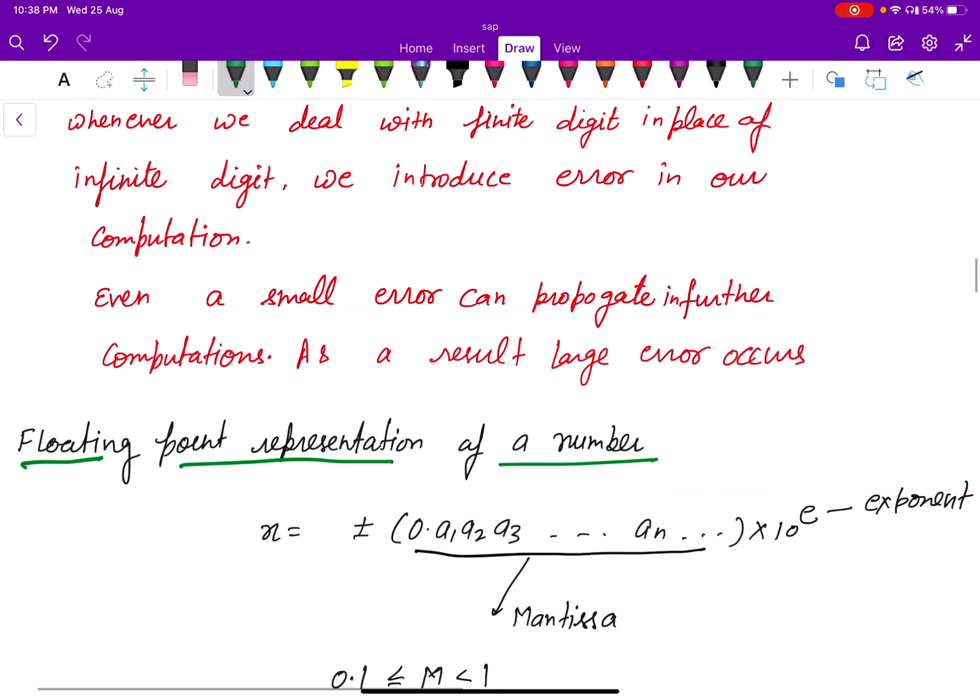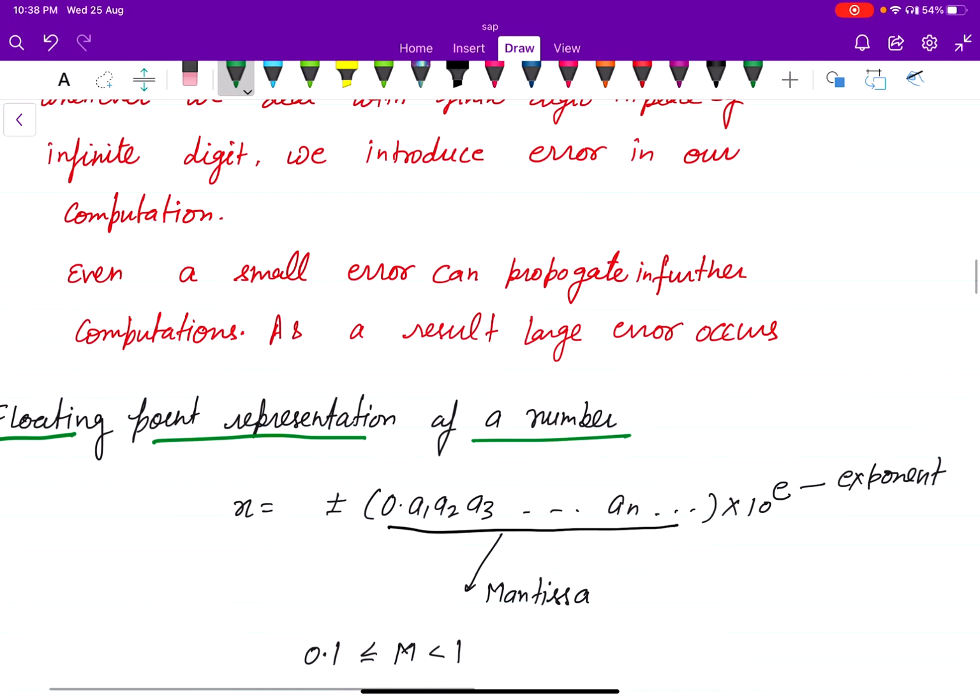Okay, so let us discuss how a computer recognizes a floating point number, or what the representation of a number is whenever we are dealing with a computer or calculator. So let us discuss the floating point representation of a number. A real number can be written in the form plus minus 0.a1 a2 a3 ... an and so on, into 10 raised to power e. The e is the exponent and the term inside the bracket is called the mantissa. Let us denote this mantissa by capital M. The value of capital M lies from 0.1 to 1.